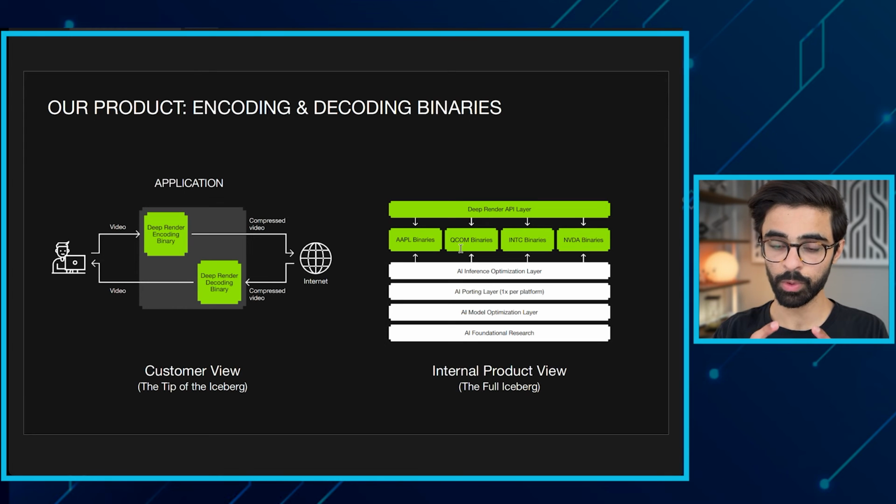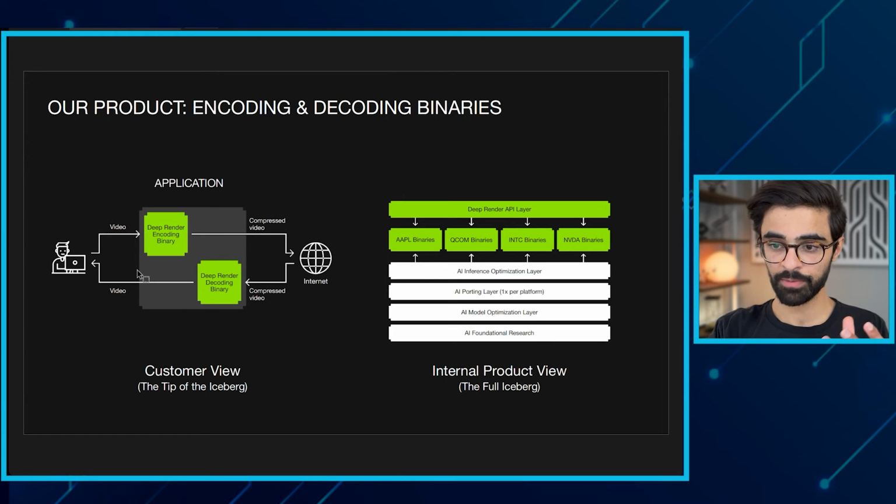And in production, what we do is we work with hardware vendors to build binaries. So with Apple, Qualcomm, and Intel, we use their SDKs or neural SDKs to build binaries for our codec and their specific devices. Once we've built those binaries, we embed them into the customer's application such that the customer can now call deeprender.encode as opposed to h264.encode and deeprender.decode as opposed to h264.decode.